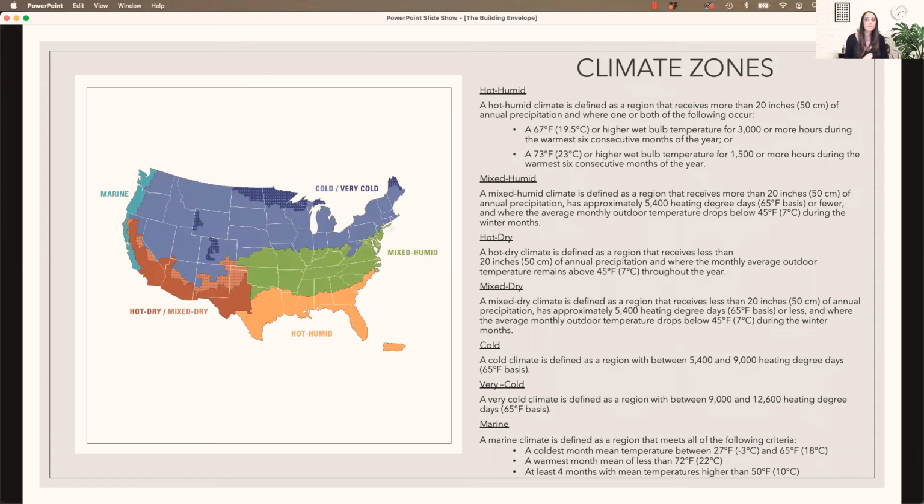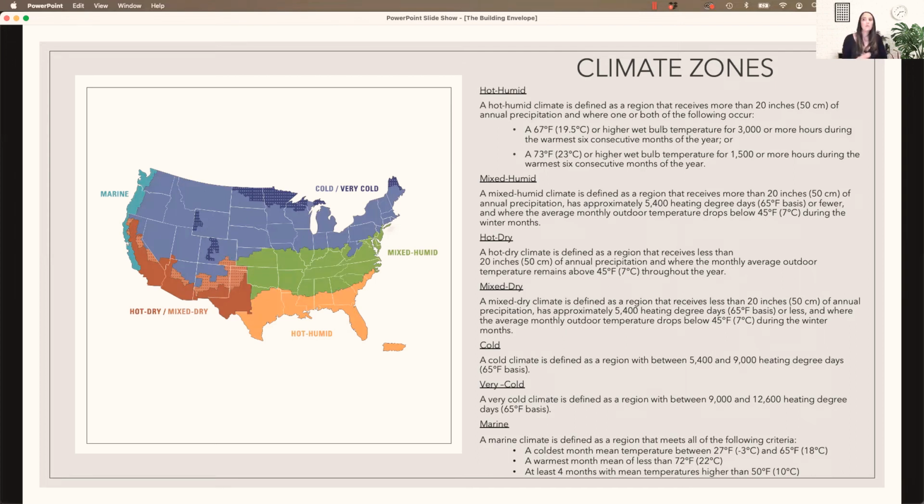And then south of us, through what we call the desert region, is more of the hot and dry or mixed dry. Whenever you have humidity, it changes temperature. If you have humidity, it's going to drastically increase how hot it is or how cold it is. And in the drier climates, like where we are, it's going to be more of a true hot or cold.